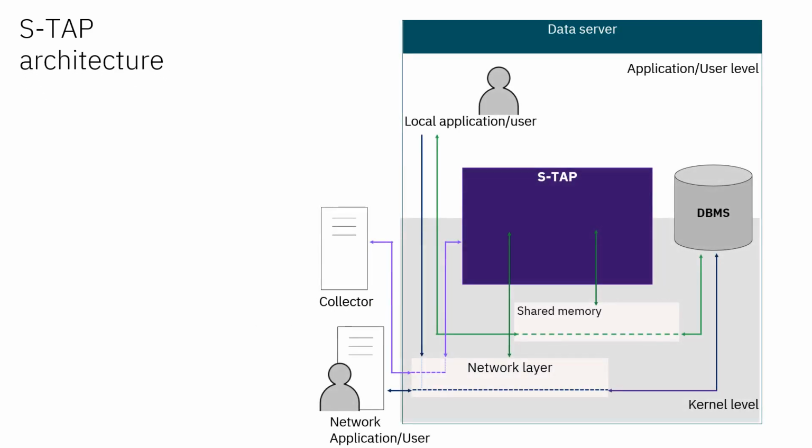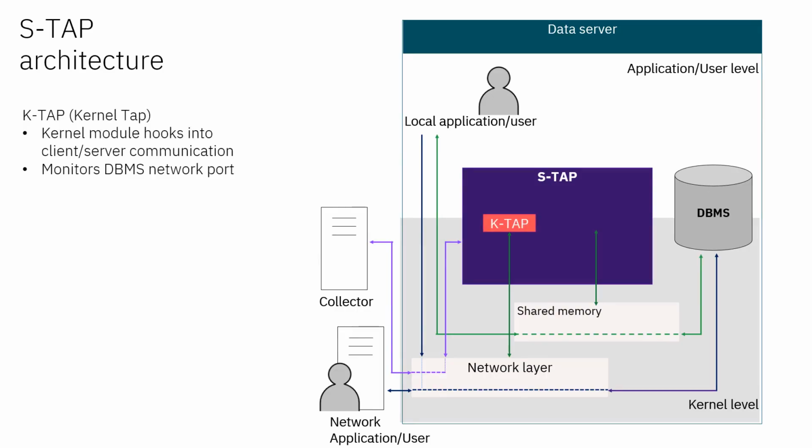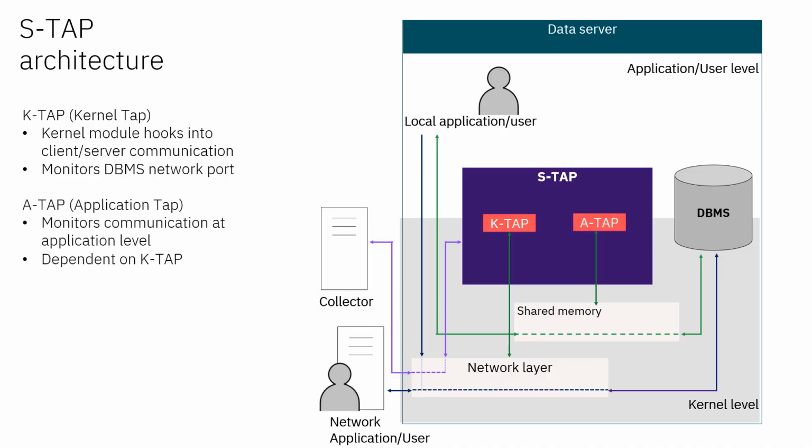The STAP is a daemon in the user space. It has two submodules. The kernel tap, or KTAP, is a kernel module that intercepts all communications between database clients and the database server. This communication includes both local activity and network activity. KTAP monitors the Database Management System network port. Different versions of Linux and Unix kernels require different KTAP versions. The Application Tap, or ATAP, monitors communications at the application level between internal components of the server. ATAP uses KTAP to pass traffic to the STAP.